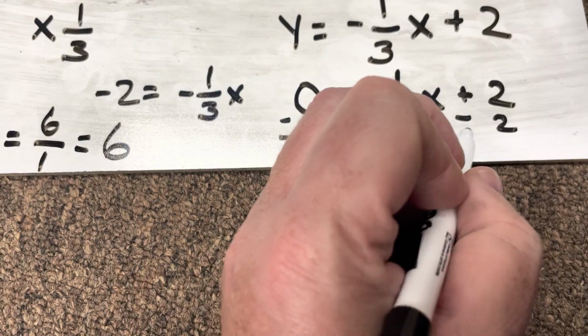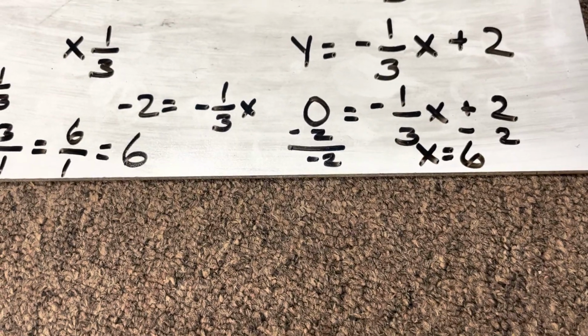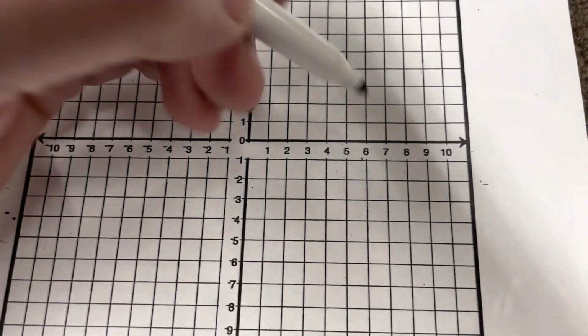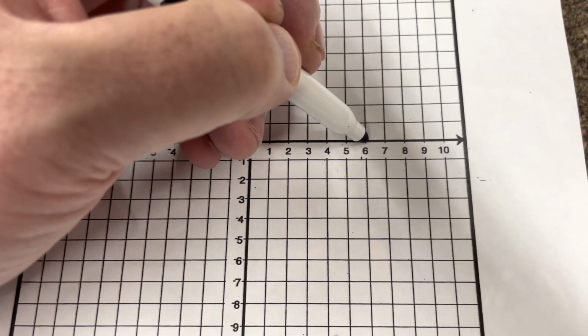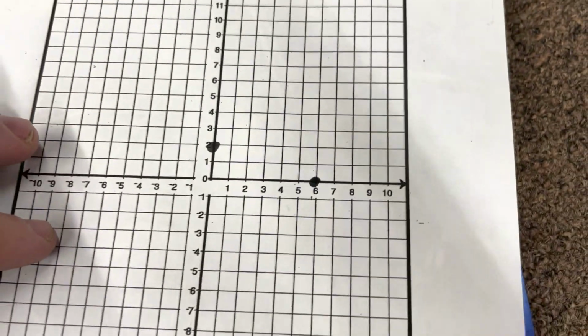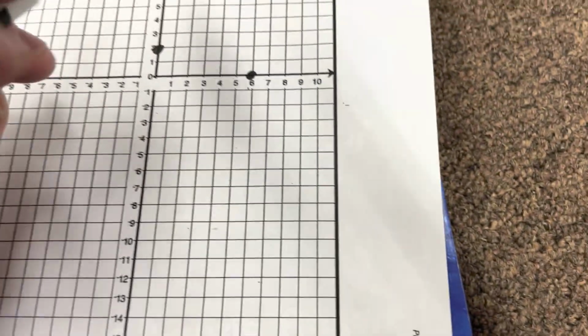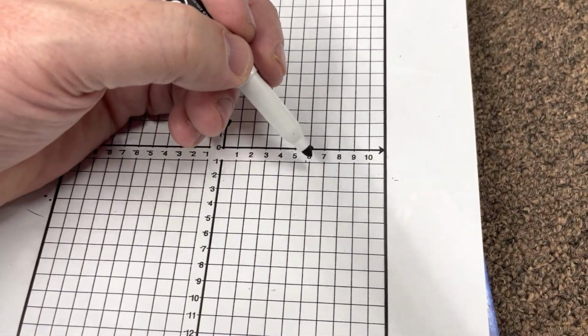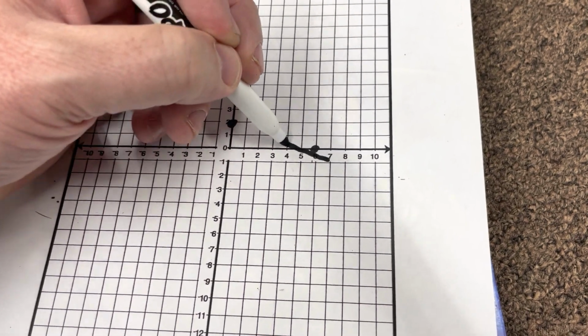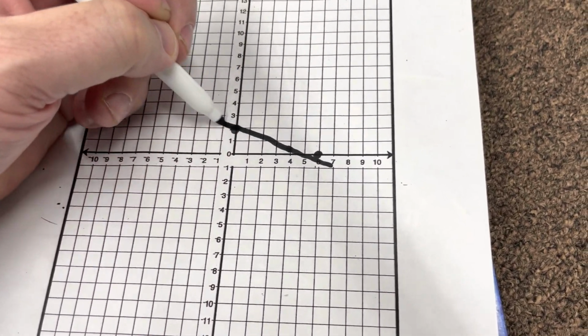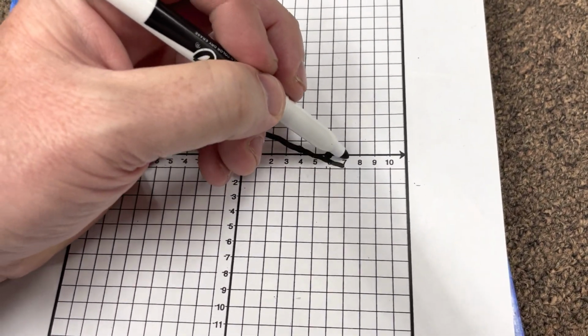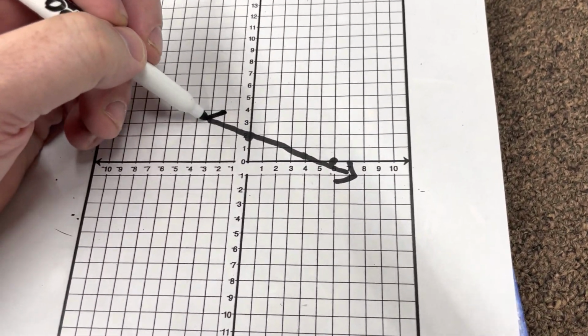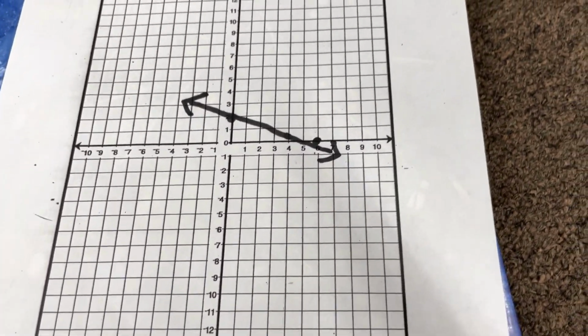X equals 6. So I go to my graph, I go to my x-axis, x equals 6, and then I would just go ahead, kind of an awkward angle here, but you get the idea. On your assignment, you would have to use a straight edge, but for our purposes, that'll work.